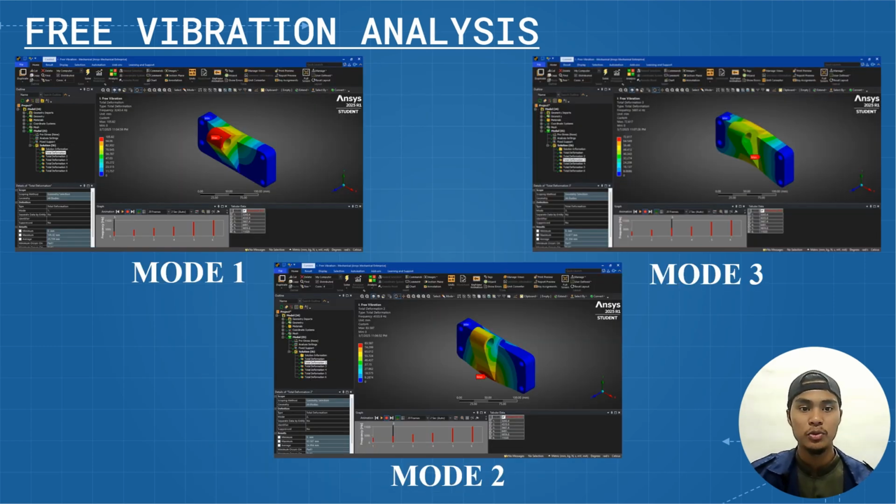Now I will explain modes 1 to 3, the translational modes from the free vibration analysis. Mode 1 is the X translation. It moves with side to side motion. Mode 2 is a Y translation. It moves with front to back motion. And mode 3 is a Z translation. It moves with up and down motion.